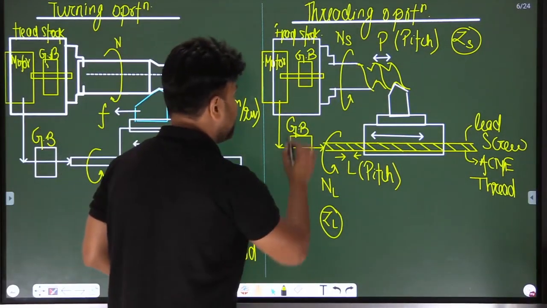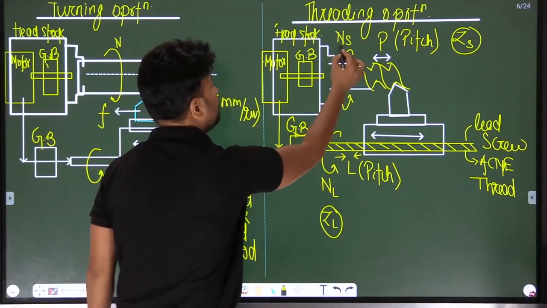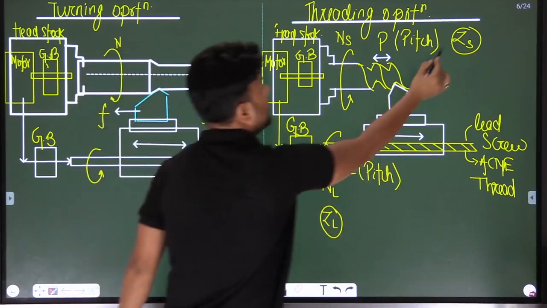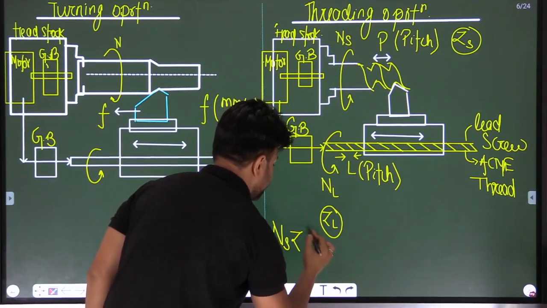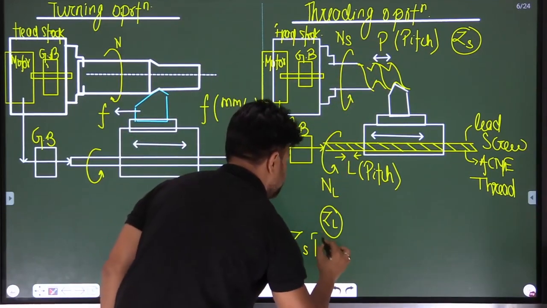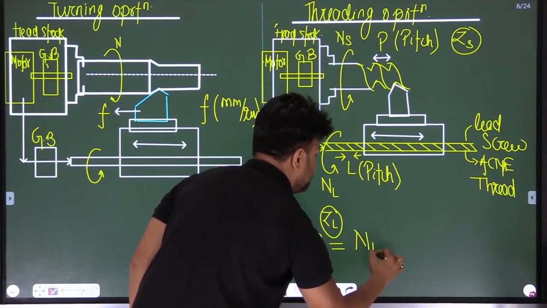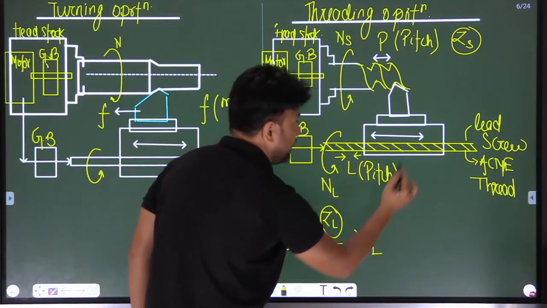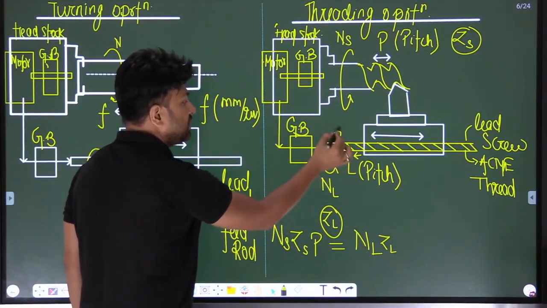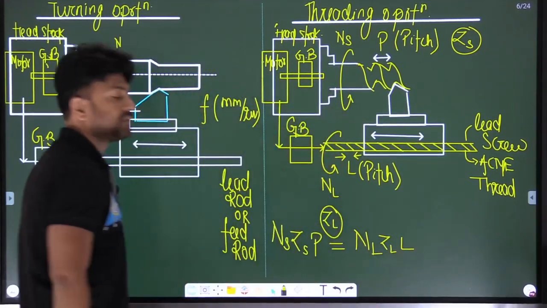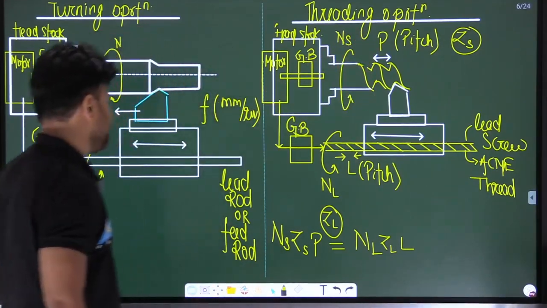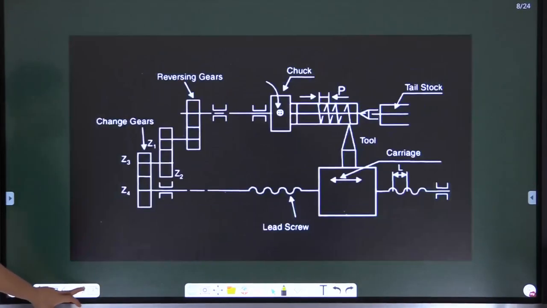So there is a relation, and the relation is very simple. The RPM of the workpiece is NS. The number of start on the lead screw is ZS. The pitch which you want to produce on the workpiece, P, equals the RPM of the lead screw times the number of start of the lead screw, ZL, times the pitch of the lead screw, L. By this relation, you can produce the desired pitch on the workpiece. Am I clear? So always remember this relation.